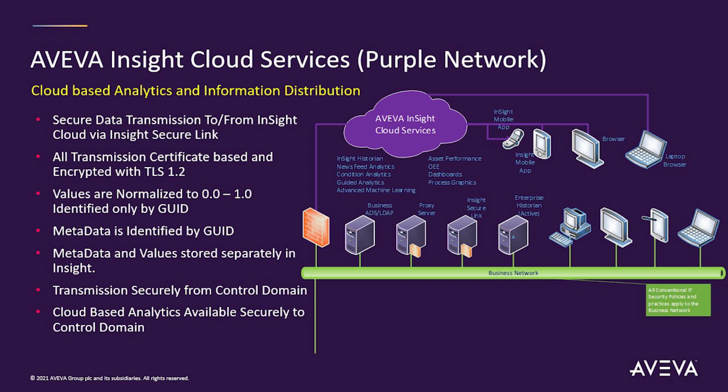So as we send data up into the cloud, we want to secure that data transmission via this component we call Insight Secure Link. And we'll talk about that in just a second. But all transmission should be encrypted, should be certificate-based and encrypted with TLS 1.2, right? When we send data up to the cloud, the first thing we normalize, we split the data into two packages. One is a descriptive package, which describes what it is we're sending. Tag name, where it is, what its purpose is, maybe some engineering units around it, all the metadata around what this value is. And the other is a package of the values.